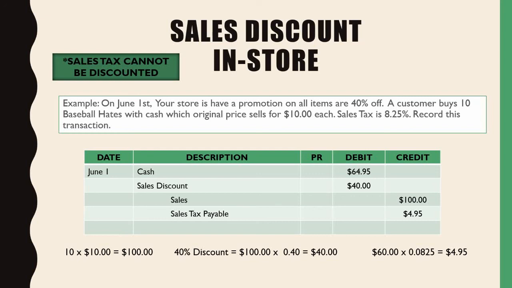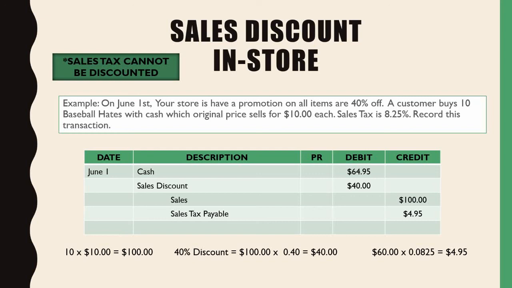We're selling $100 worth of items, but because we discounted them, we gave them a generous discount, we took money away from there. Therefore, our actual sales that we actually sold is only $60 worth. So we can only charge tax on what we actually sell.